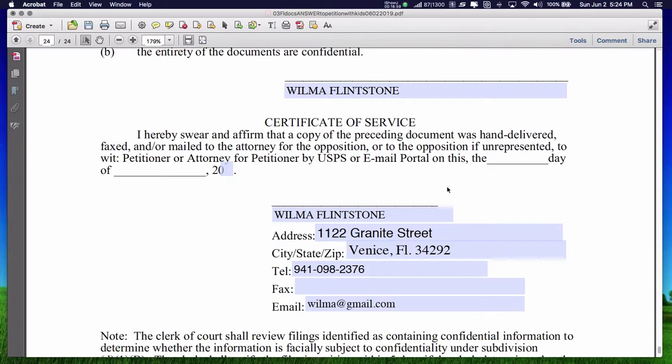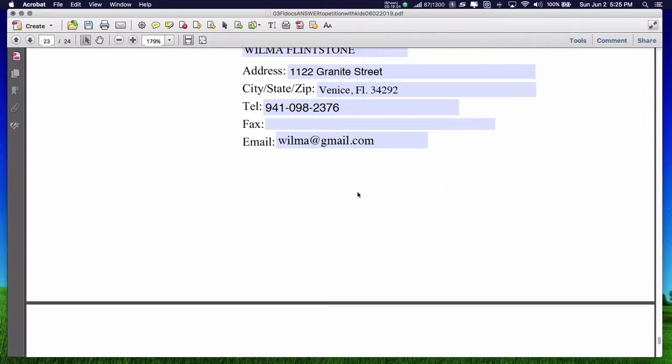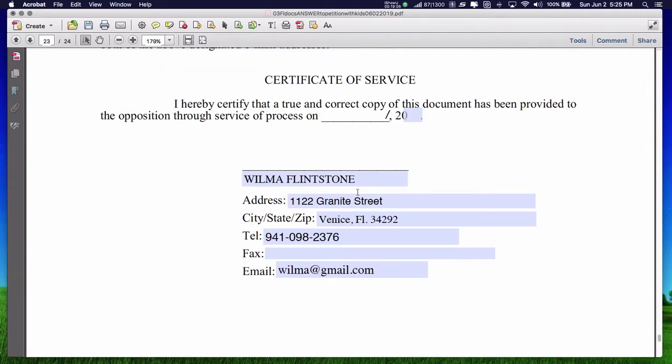All you have to do now is print it, find your notary, follow the steps that I've set forth for you in the quick guide, and you're good to go. Okay? Good luck.